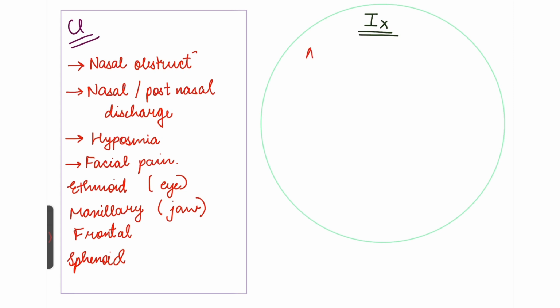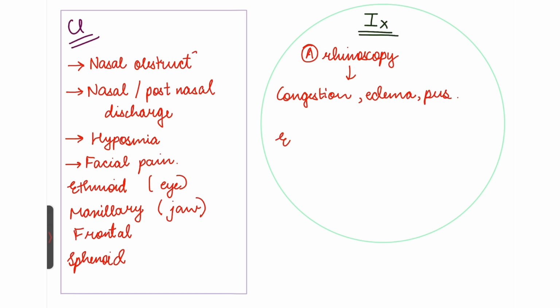On clinical examination by anterior rhinoscopy, we get these findings. We see congestion, edema, and pus in the nasal cavity. Then, on doing endoscopy, we see edema and mucopus in the middle meatus area. This is because most of the sinuses drain into the middle meatus.